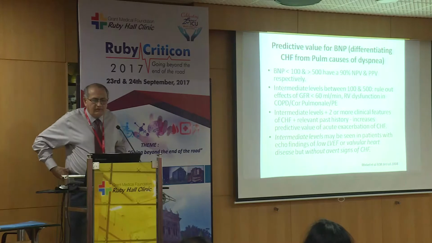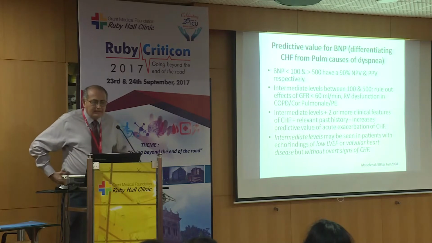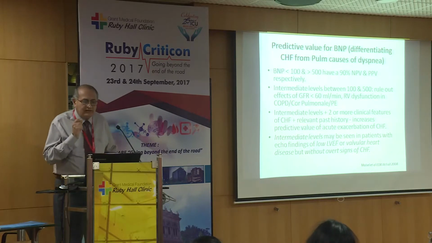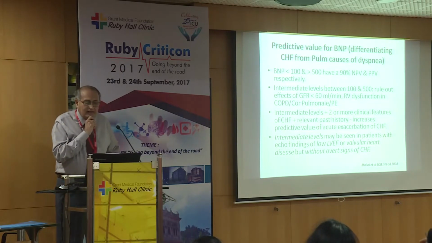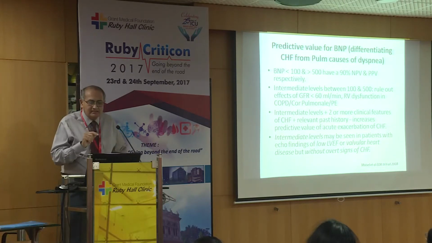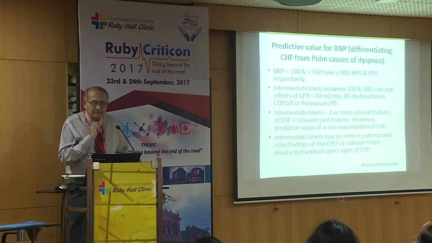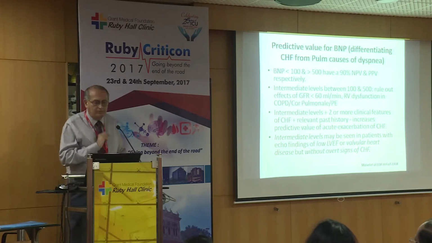BNP less than 100 and more than 500 have a 90% negative predictive value and positive predictive value respectively. Intermediate levels between 100 and 500 may reflect effects of GFR less than 60 ml per minute, RV dysfunction in COPD, cor pulmonale and pulmonary embolism. Intermediate levels once again between 100 and 500 plus 2 or more clinical features of CHF plus relevant past history increases the predictive value of acute exacerbation of CHF, and intermediate levels may be seen in patients with echo findings of low LVEF or valvular heart disease but without overt signs of CHF. So that has also been observed.